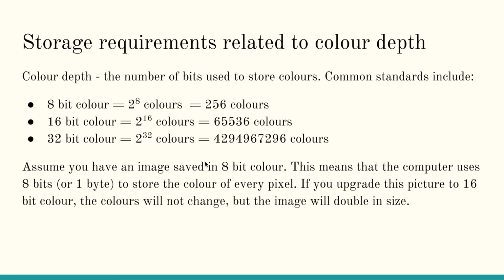If you have an image saved in a certain color scheme, then for every pixel, it will store that number of bits of information. So with 8-bit color, each pixel uses 8 bits of memory, or 1 byte, to store the color of each pixel. If you have 16-bit color, the colors will not change because they just get converted from 8-bit to 16-bit color. But the image will double in actual memory size because it now needs to use 16 bits, or twice as much information, to represent each color.